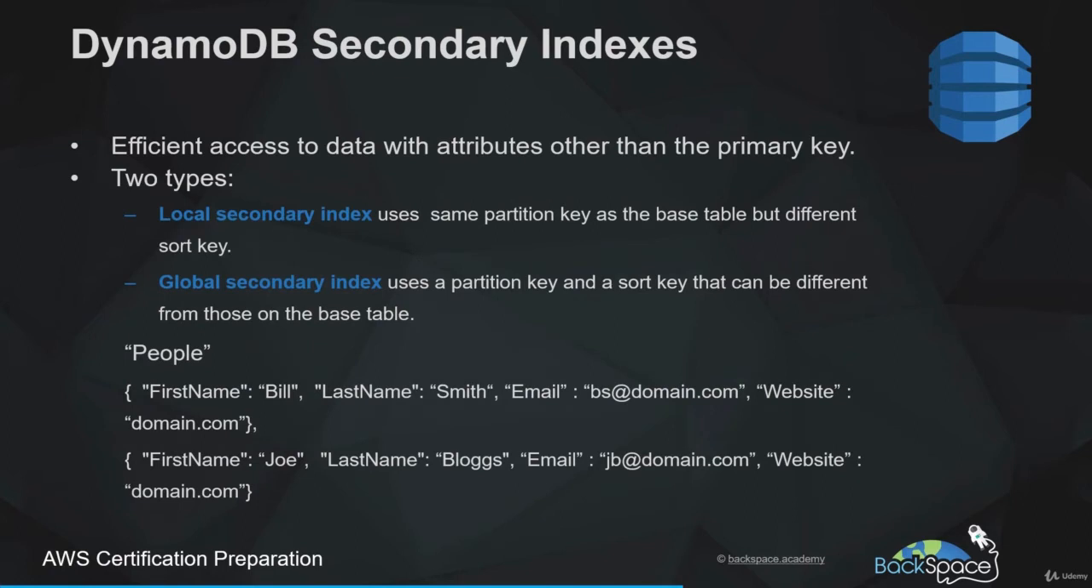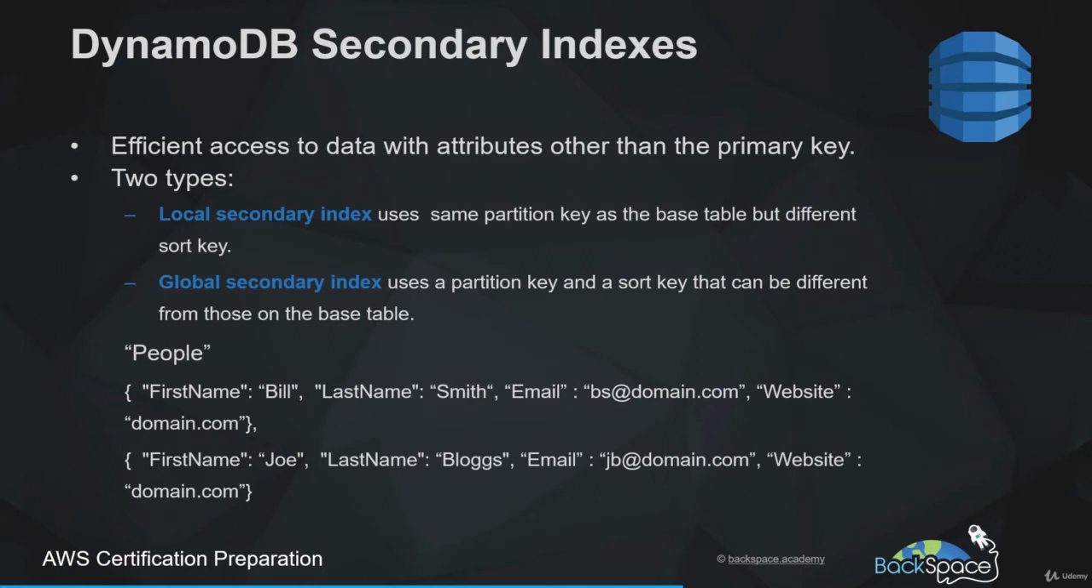We may find that if we've got a very complex table that has lots and lots of attributes, we still need to have other attributes to query upon, and it's not going to be efficient for us to do that. And that's where DynamoDB secondary indexes come into play. They allow for efficient access to data with attributes other than the primary key that we've defined when we created our table. There are two types of secondary index. There's a local secondary index that has the same partition key as the base table, but it has a different sort key. And we have a global secondary index that uses a partition key and sort key that is different, or can be different, from those on the base table.